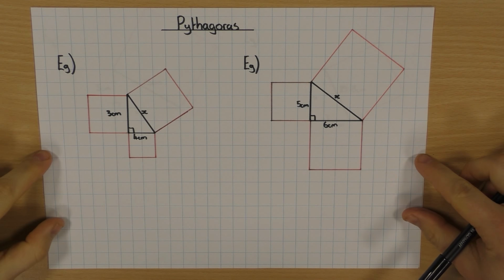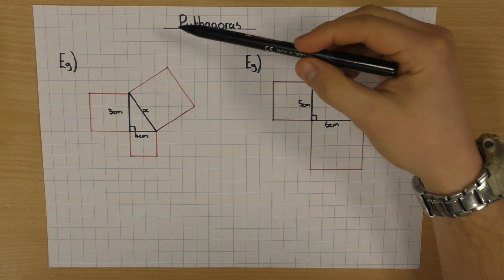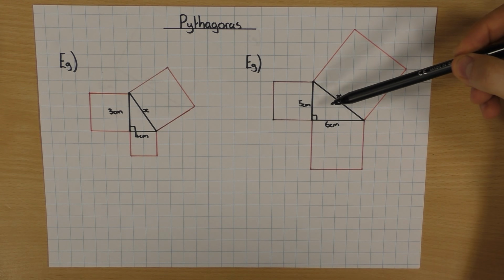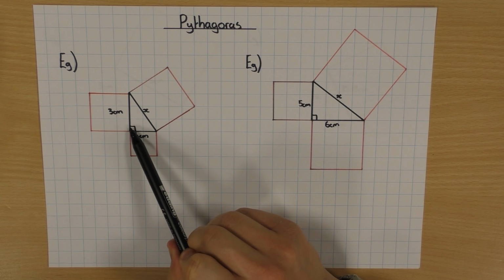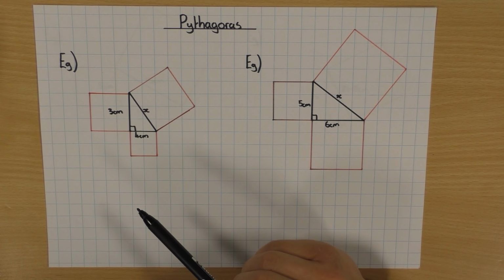Right guys, in this video we're going to have a look at how we do Pythagoras. So Pythagoras is used when you have a right angled triangle. In my examples here you can tell they're right angled triangles because I have this little square here. This is saying that this is a 90-degree angle, therefore a right angle. And it's a way that we can find a missing length.